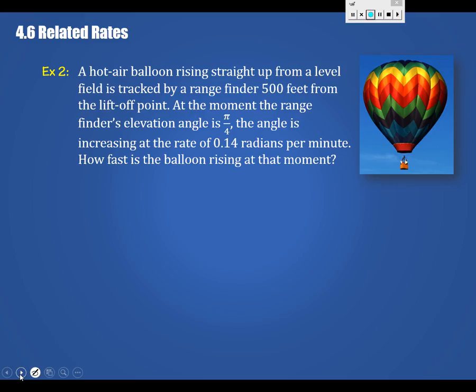All right, guys. A hot air balloon rising straight up from a level field is tracked by a rangefinder 500 feet from the liftoff. At the moment the rangefinder's elevation is high over the floor, the angle is increasing at the rate of 0.14 degrees per minute. How fast is the balloon rising at that moment?